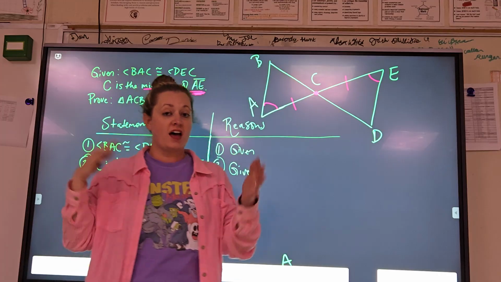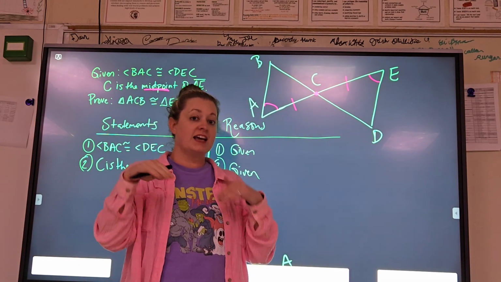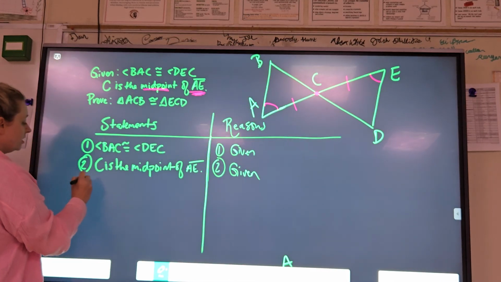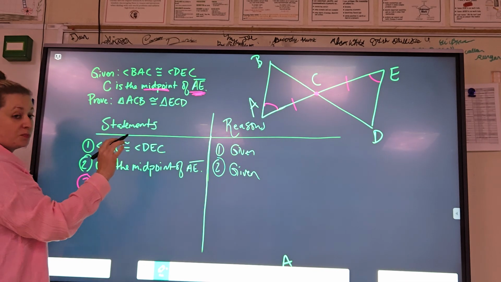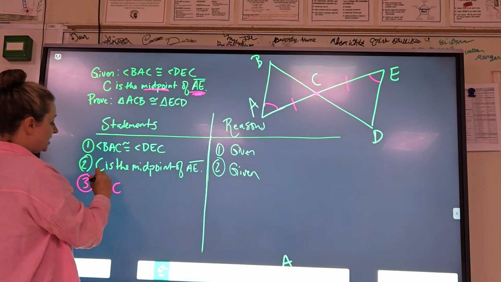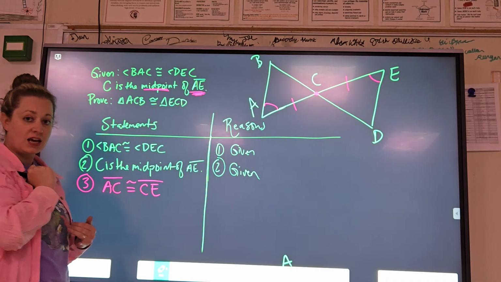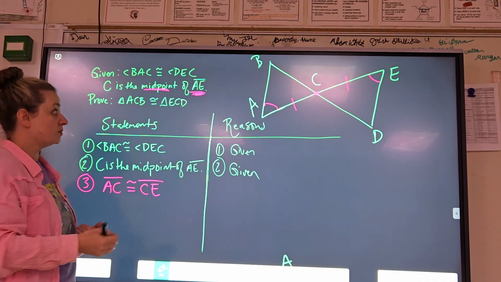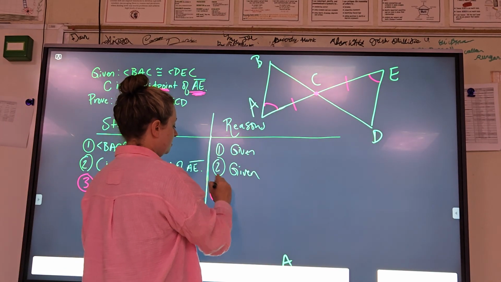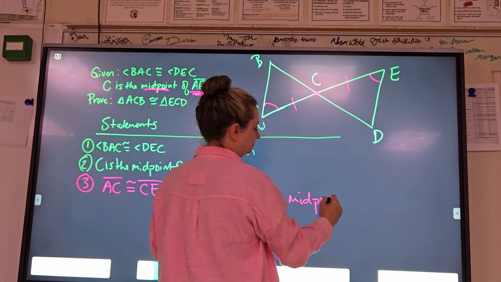If you remember from the other geometric proofs that we did, if we had a vocabulary word, the next thing we had to do was to define that word. So for number 3, we need to put what that just told us. We need to say segment AC is congruent to segment CE. The reason we knew that was because of that vocabulary word. So for number 3, definition of midpoint.